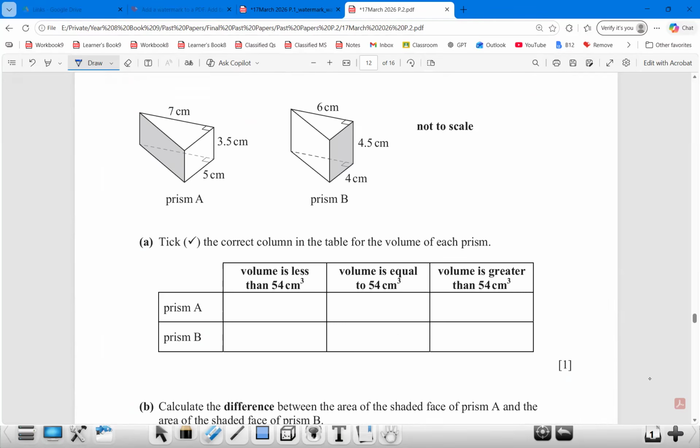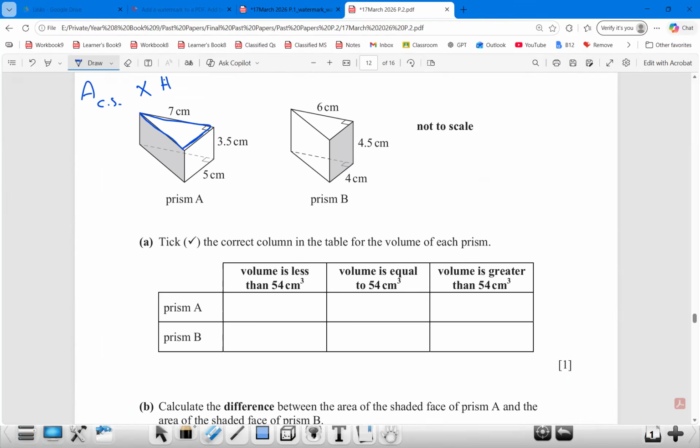Is the volume less than 54, or equal to it, or greater than it? I need to find the volume. And we know that the volume is area of cross section multiplied by height or the length or the depth or whatever. Where is the cross section? Cross section here is the triangle. This is a triangular prism. The cross section is a triangle.